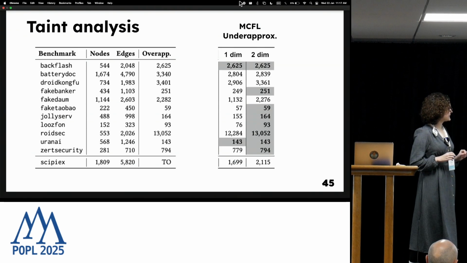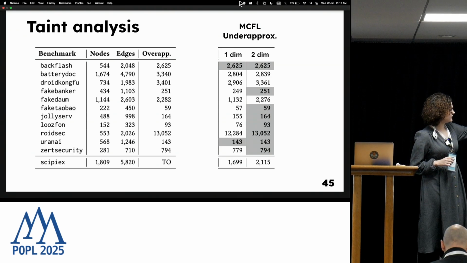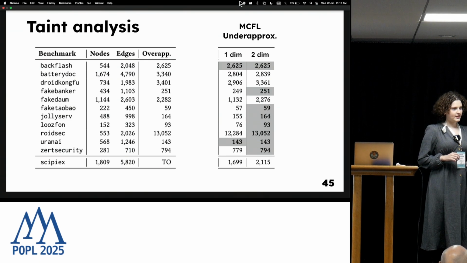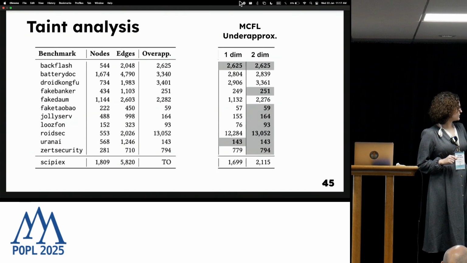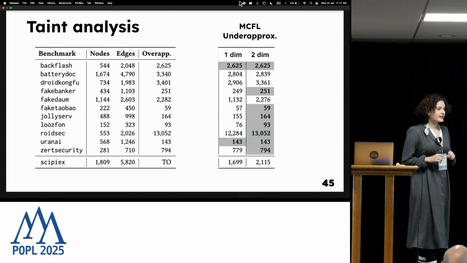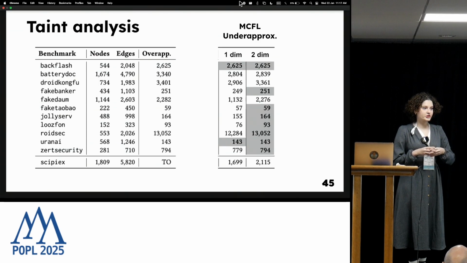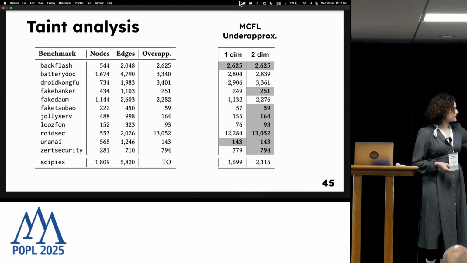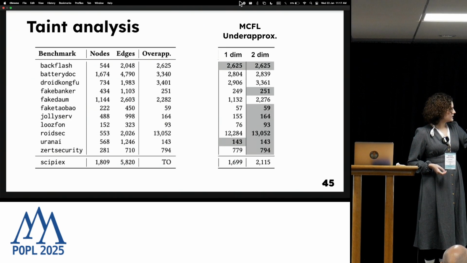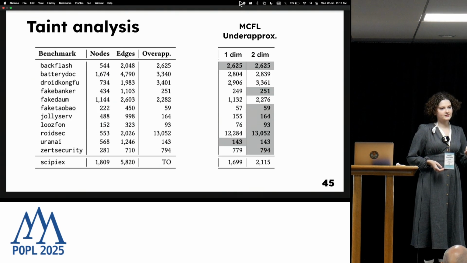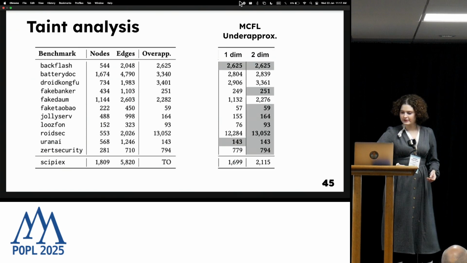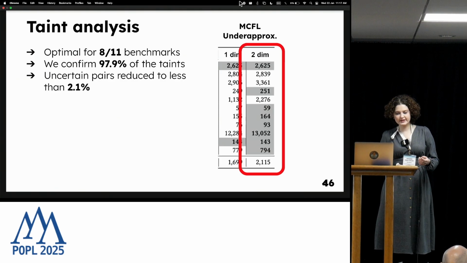These are the number of paths that we reported for running our approximation in 1 dimension and running it in 2 dimensions. And the ones that are in bold are the benchmarks for which our number coincides with the over-approximation. This means that for all these bolded benchmarks, we have found the optimal answer for this undecidable problem, which shows that even for dimension 2, we offer a really good under-approximation, right? So it's optimal for 8 of the 11 benchmarks.